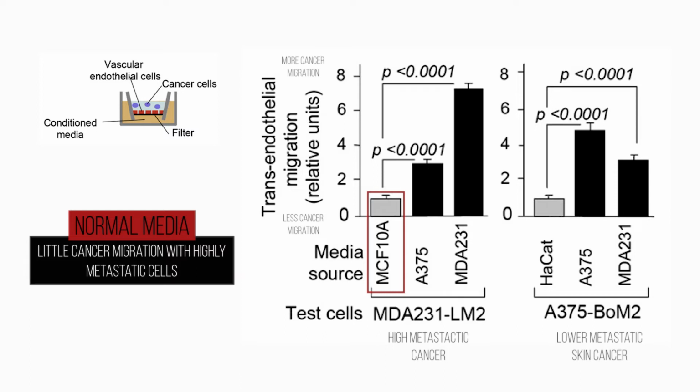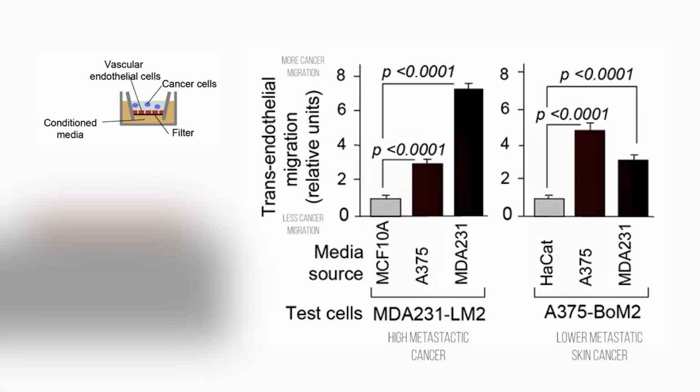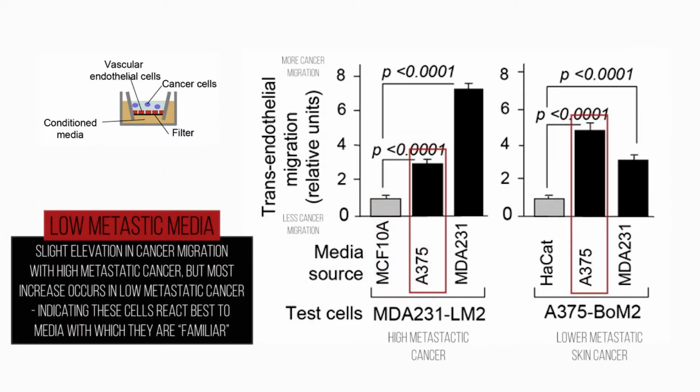However, if you look at A375, which is media that's taken from a surrounding of low metastatic cancer, you see that there is an elevation in that metastasis. And that's with both of the different cancer types. So if that's the melanoma, which that media corresponds to, or if you're looking at the LM2 cells, those also increase their metastasis in that situation.